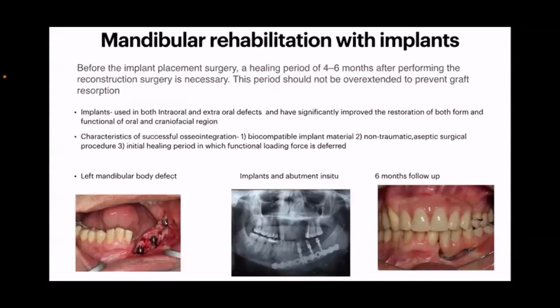Before the implant placement surgery, a healing period of 4 to 6 months after performing the reconstruction surgery is necessary. This period should not be overextended, to prevent graft resorption.